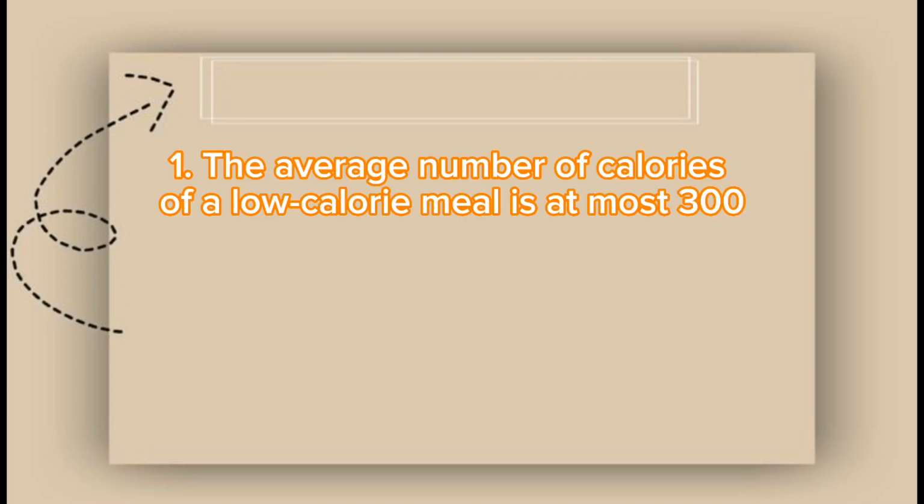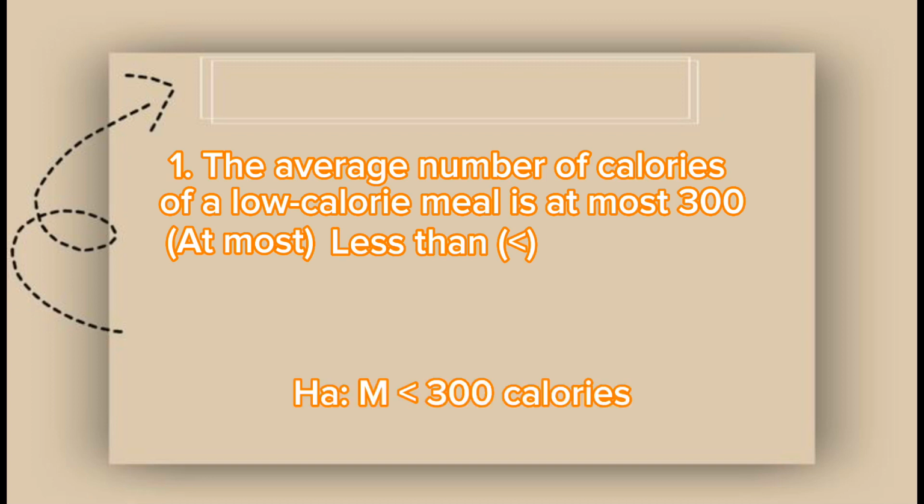So here's the statement. The average number of calories of a low-calorie meal is at most 300. The word of the alternative hypothesis that has been given in this statement is at most. And at most is in the list of less than. So therefore, H sub A: mean is less than 300 calories.